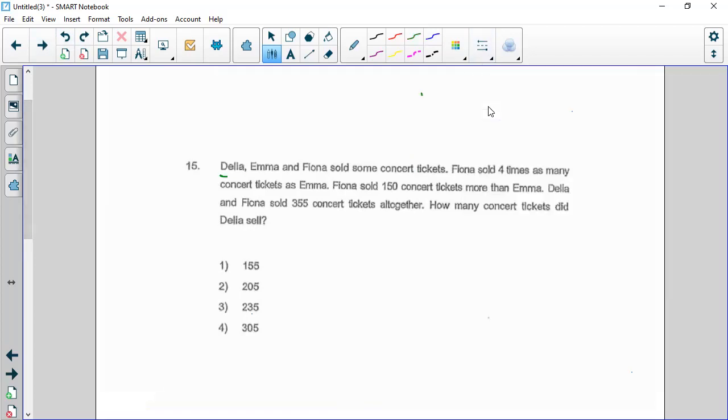Model drawing. So Della, Emma, and Fiona sold some concert tickets. Fiona sold 4 times as many as Emma. That's model drawing. Fiona sold 150 tickets more than Emma. These are clues to tell you that you can draw model. And then Della and Fiona sold 355 tickets altogether. And how many tickets did Della sell? Okay, I still don't know how to do, even though I know it's model drawing, but I still don't know how to do. Miss Tong never tell you how to do.